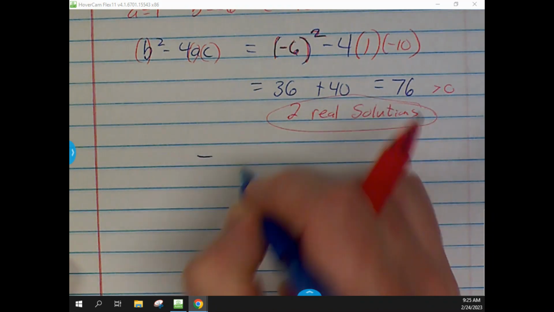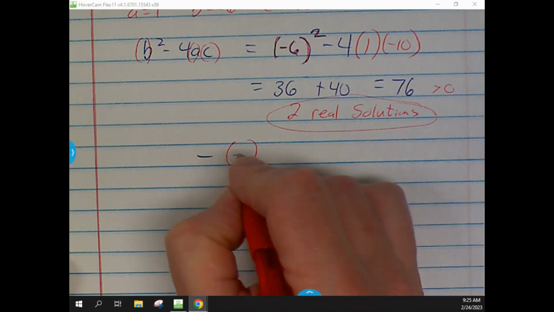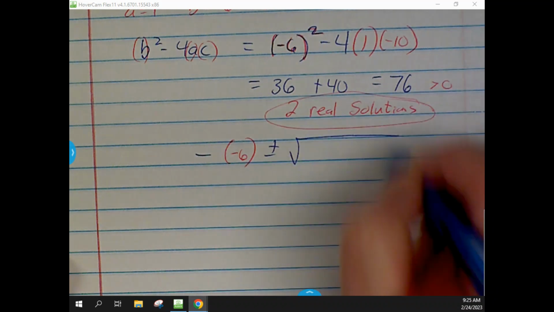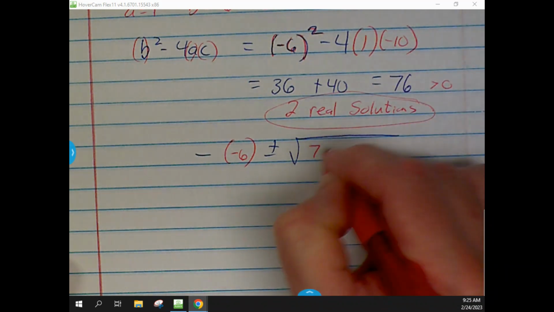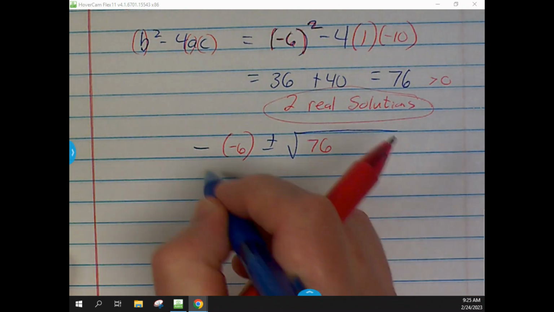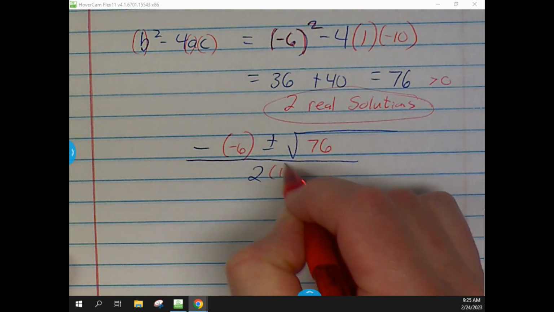So again, we're going to go negative. We're going to plug in the B value, which was negative 6, plus or minus the square root of. And again, we've already done the discriminant here, so we know this number is going to be 76. And that's over 2 times 1.